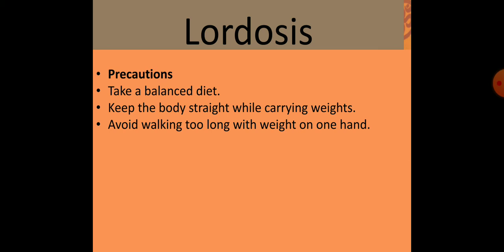Avoid walking too long with weight on one hand. So we must avoid this. While we have weight on one side of the body, in one hand, we must avoid walking for a longer duration or longer distance, so that can affect the spinal curvature. Don't walk, sit or stand in a bent position. While we are bending, we must avoid walking, sitting and standing.